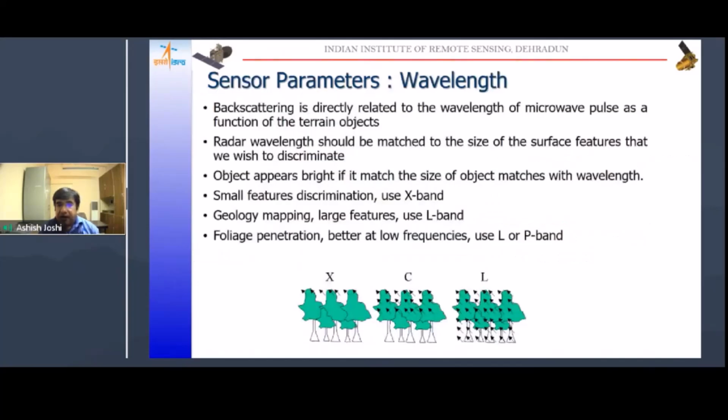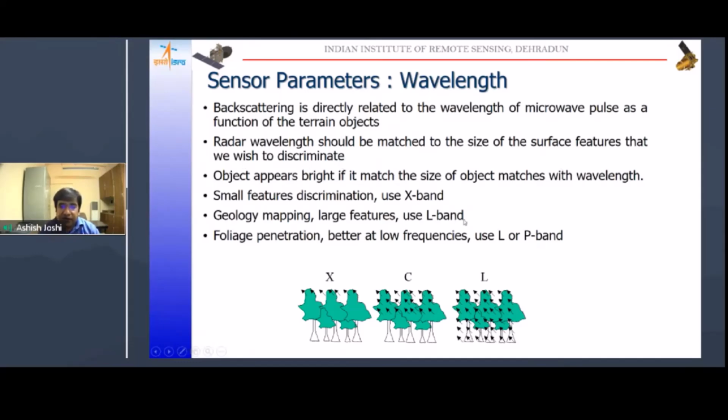Now, I have told you about the target parameters. Now there are the sensor parameters. Sensor parameter one is the wavelength. Backscatter is directly related to the wavelength of the microwave pulses as a function of the terrain objects. So radar wavelength should be matched to the size of the surface feature that we wish to discriminate.